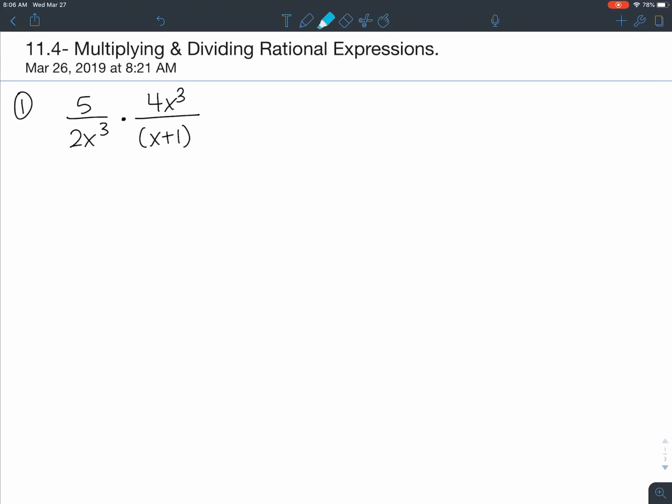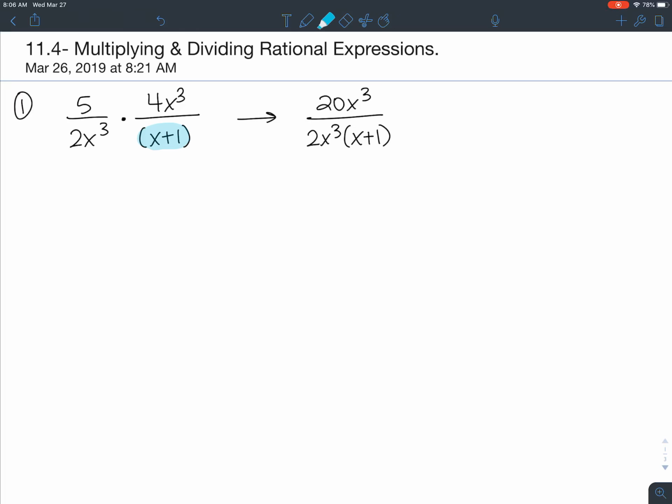Now, I put parentheses around the polynomial because I want to remind myself I cannot split this up. This is one number together. But anything else, we can simplify. So we could go ahead and multiply, and we could get 5 times 4x cubed. It's a monomial, so I can just multiply it as 20x cubed over 2x cubed times, again, x plus 1. We have to leave it like that. I'm going to leave it instead of distributing because I want to be able to see what the factors are. So I want to leave it in factored form.